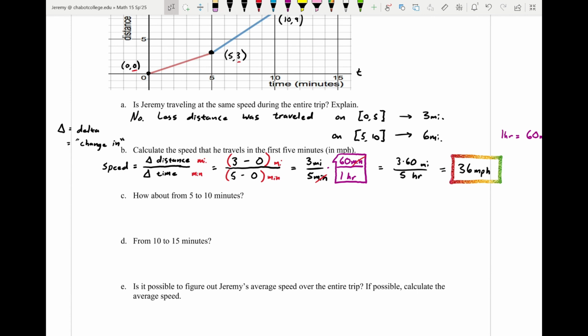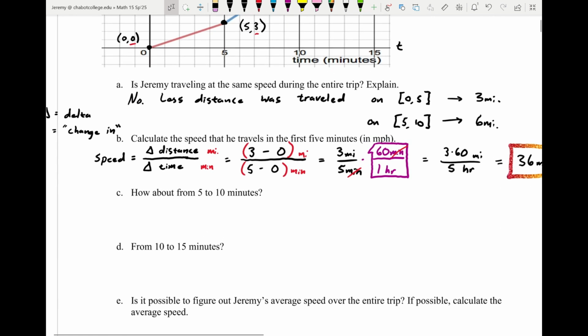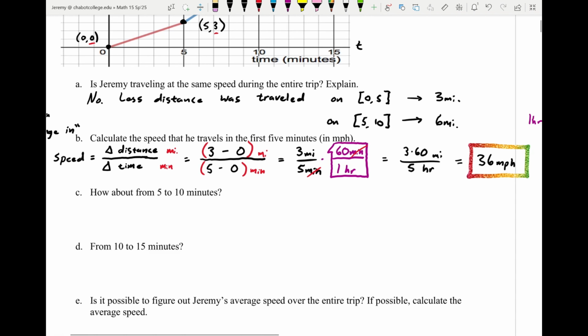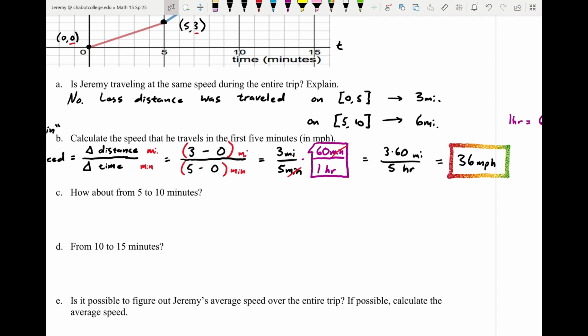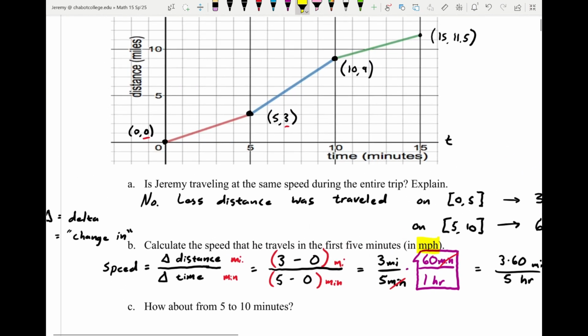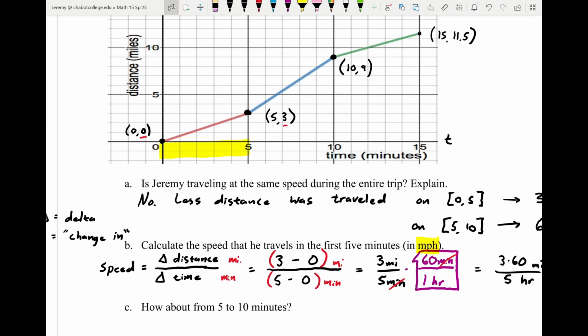Okay, so quite a few things happened in that part B there. We were trying to calculate the speed. That involved calculating the change in distance over the change in time. We ended up with 3 miles per 5 minutes, and then we multiplied by this conversion factor to get it into miles per hour because we were asked specifically to do that. And we got 36 miles per hour. Okay, so that was our rate of change, or that was our speed over this interval right here.